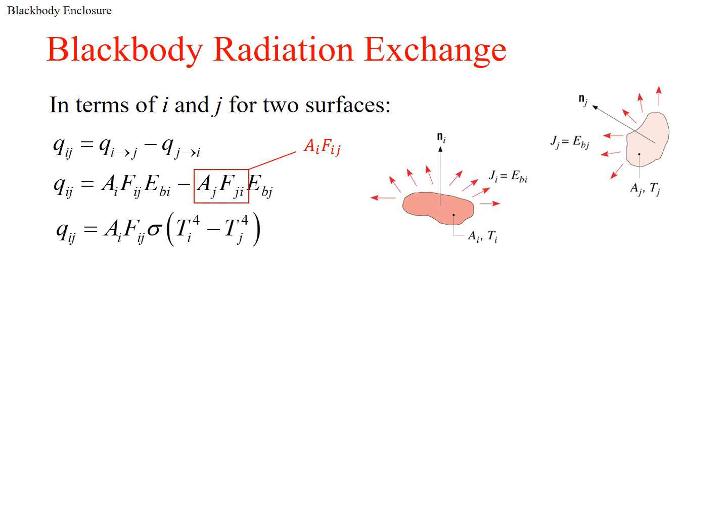So now I can write everything as Qij is equal to Ai Fij, and then in place of my Eb, or emissions from the surfaces, I replace it with the Stefan-Boltzmann constant and temperature of that surface. Again, same as the previous slide. Now I'll have the Stefan-Boltzmann constant times temperature of i to the power 4 minus temperature of j to the power 4.